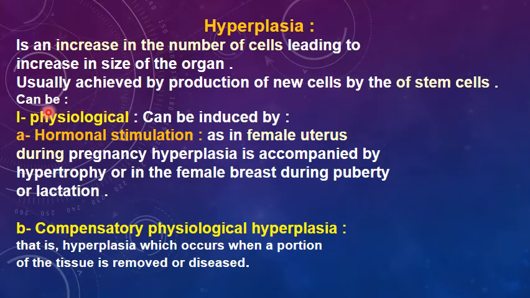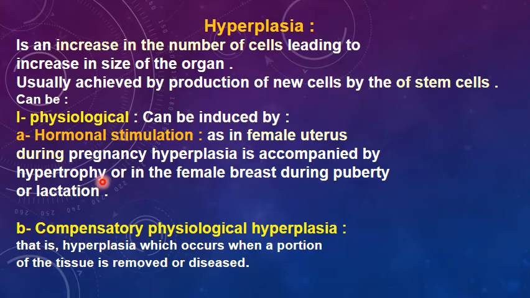It might be physiological. Physiological, as an example, is in the female uterus during pregnancy, where hyperplasia is accompanied by hypertrophy. In such a case, there are two adaptive processes occurring in the uterus of the female in order to withstand the enlargement of the uterus due to the hormonal effect of the pregnancy.